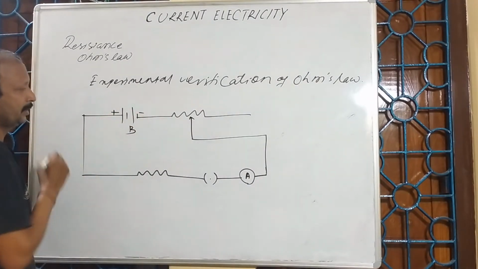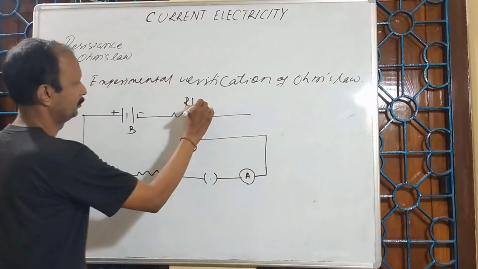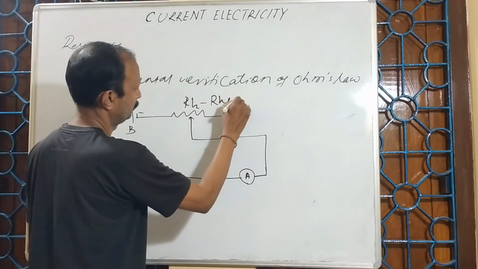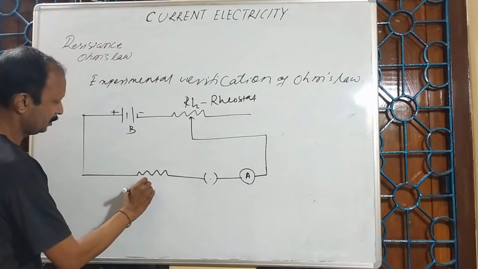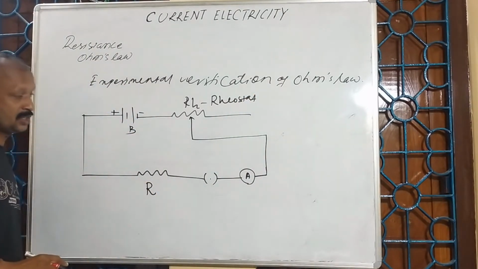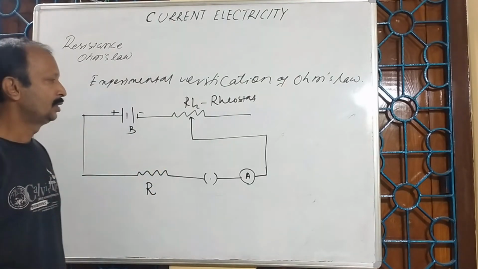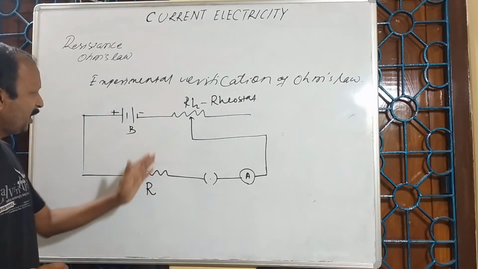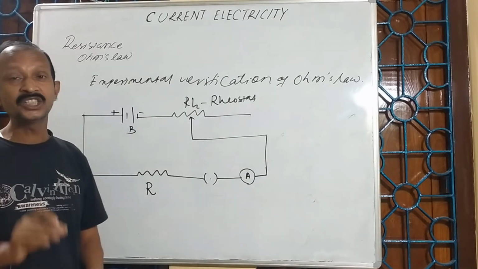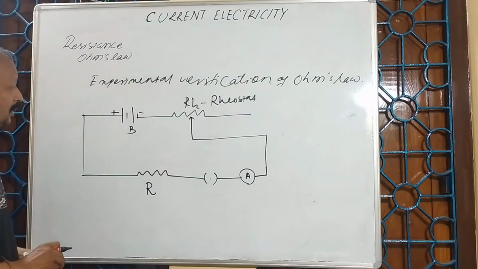This is the battery. This is the rheostat. This is a standard resistor, unknown resistance. This is the key, this is the ammeter. Everything here is connected in series.